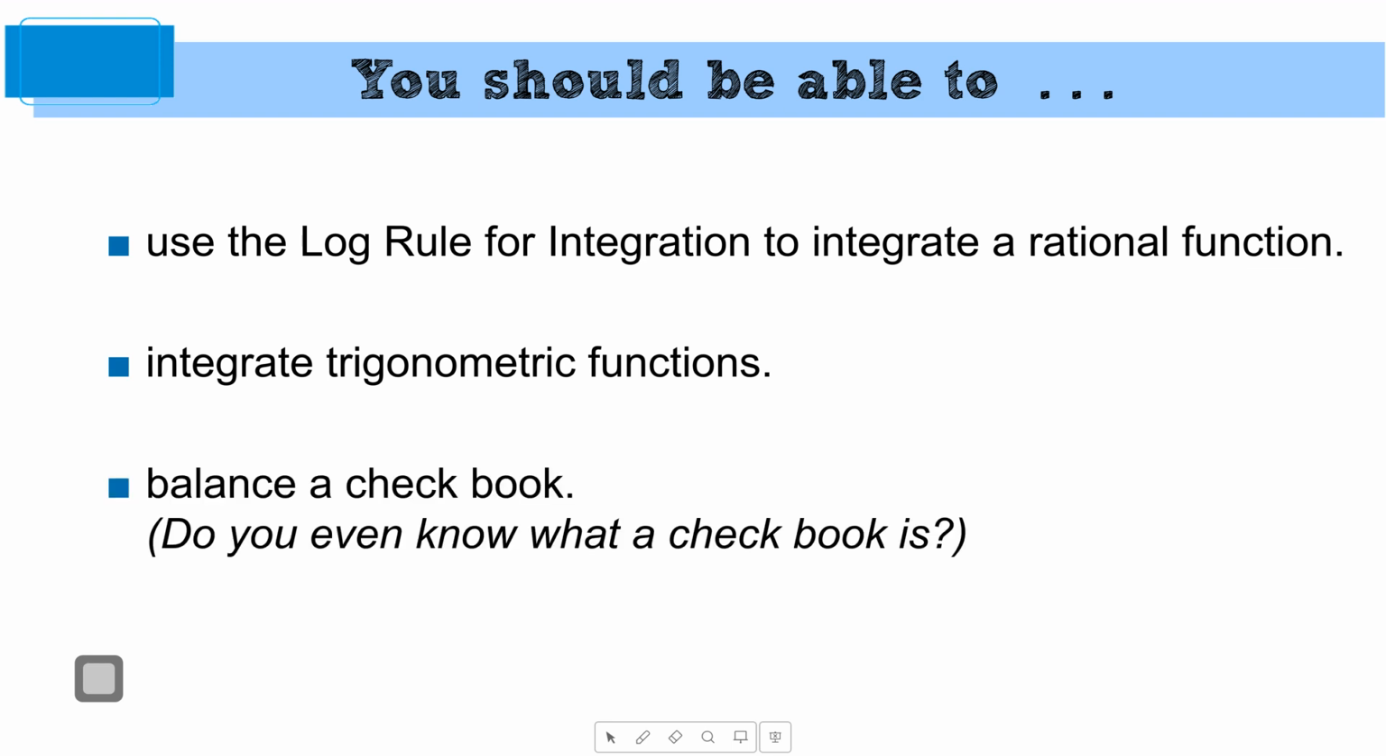And you should be able to balance a checkbook. Does anybody here have a checkbook? I do, but do the rest of you know what a checkbook is? Yes. Okay, just checking.